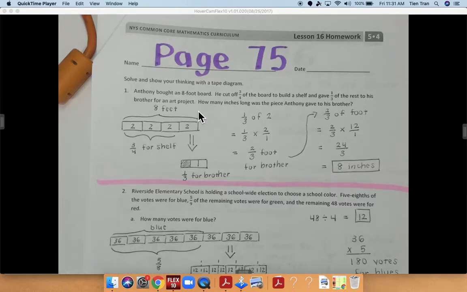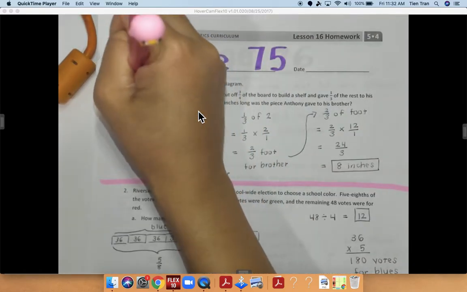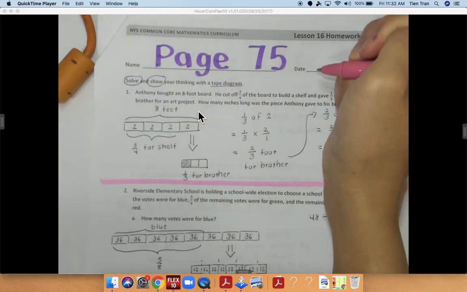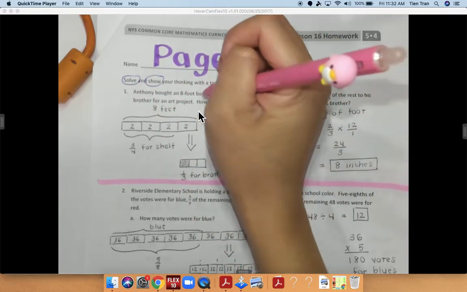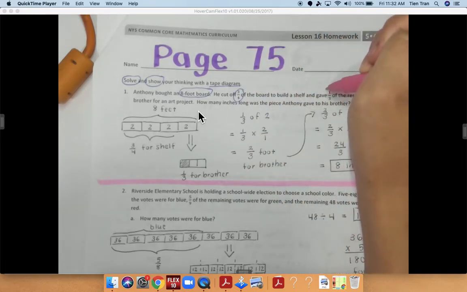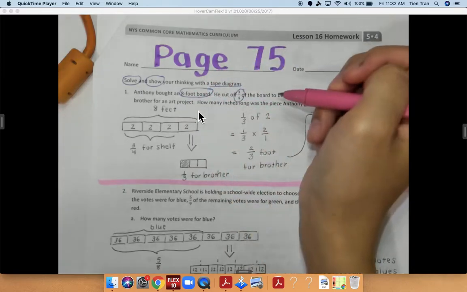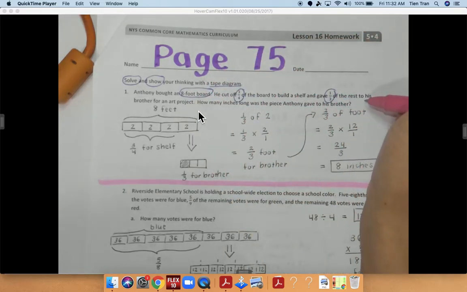We are on lesson 16, page 75, homework. The question says here, solve and show your thinking with a tape diagram. Number 1: Anthony bought an 8-foot board. He cut off 3/4 of the board to build a shelf and gave 1/3 of the rest to his brother for an art project. How many inches long was the piece Anthony gave to his brother?